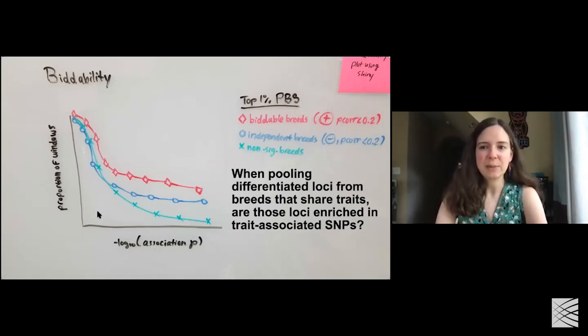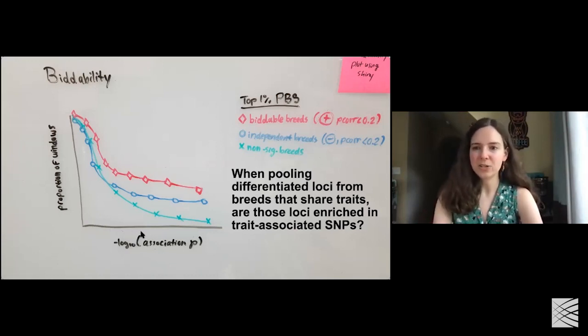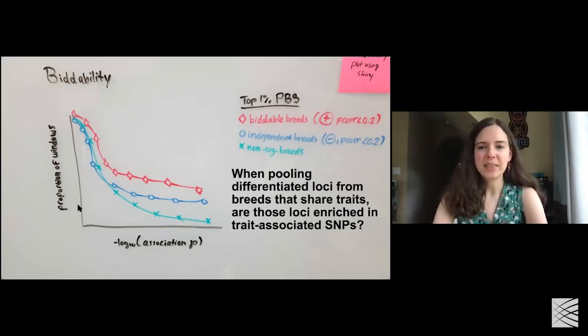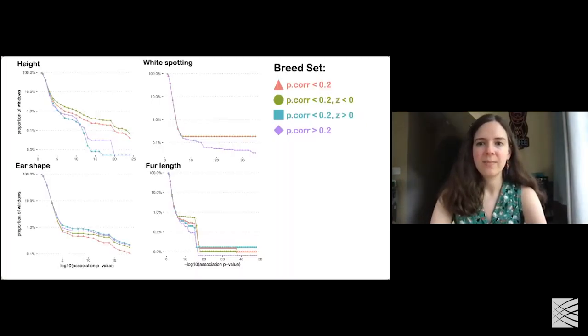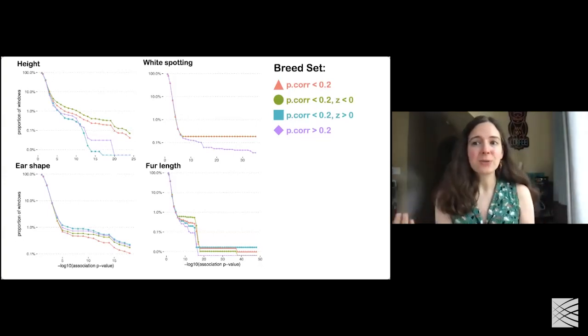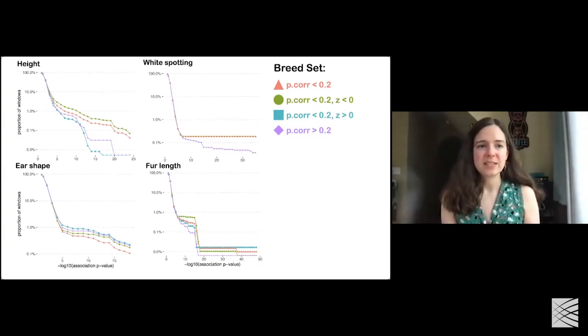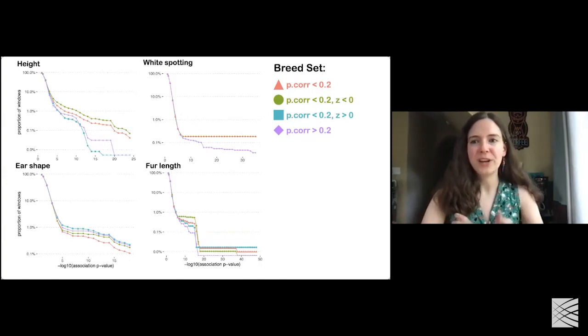On the x-axis, I'll be plotting subsets of GWAS SNPs below a certain p-value threshold, increasingly more significant. And on the y-axis, I'll be plotting the proportion of PBS windows from the pooled set that overlap with those SNPs. At least at first, for physical trait differences, I really did see that this approach might work. We group dogs by either if they are just significant in general, significant in one direction, significant in another direction, or not significant at all.